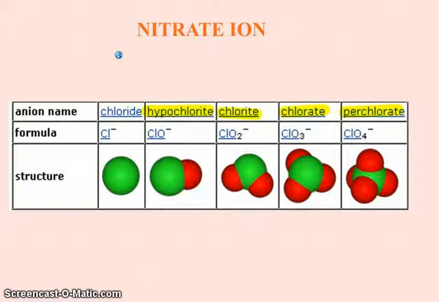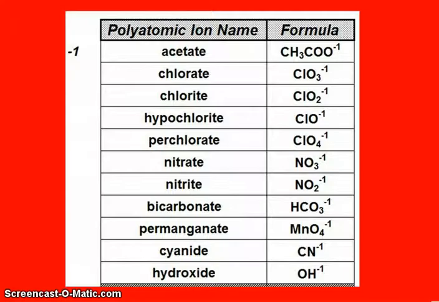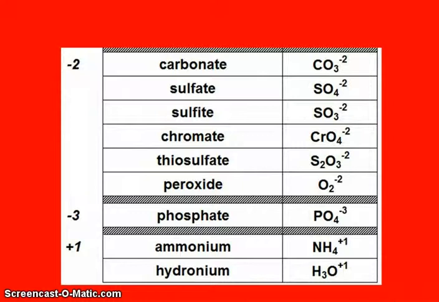But really, I'm just asking you to memorize these 20 polyatomic ions. Essentially, I will give you the formulas. You have to tell me the names of these ions. So I grouped them by charge. So these are your -1 ions. And then you've got some -2, a -3 phosphate, and a couple +1s.